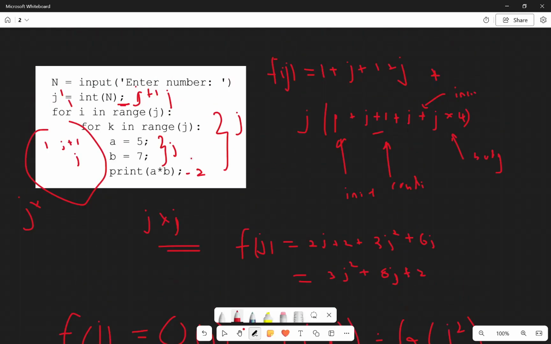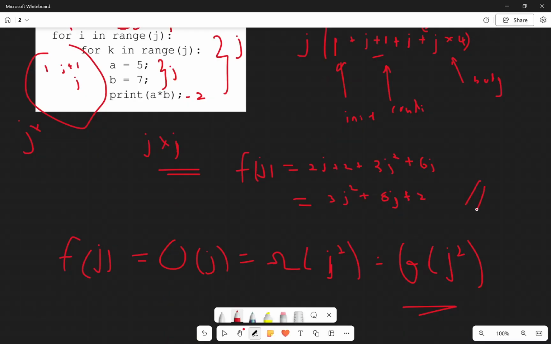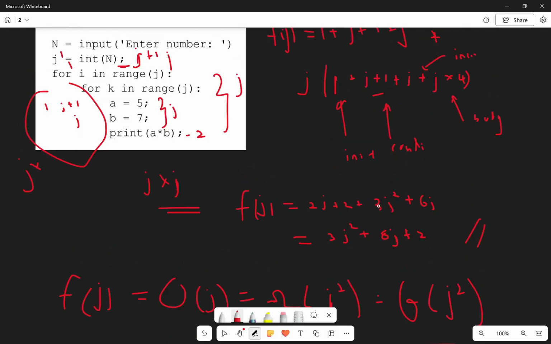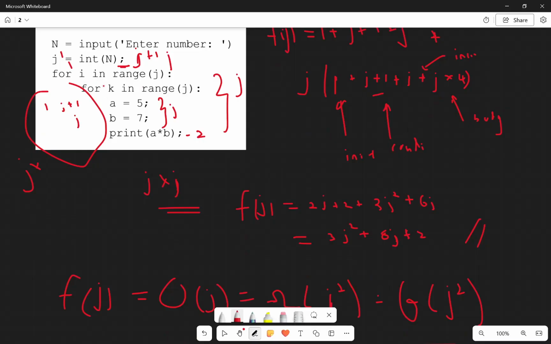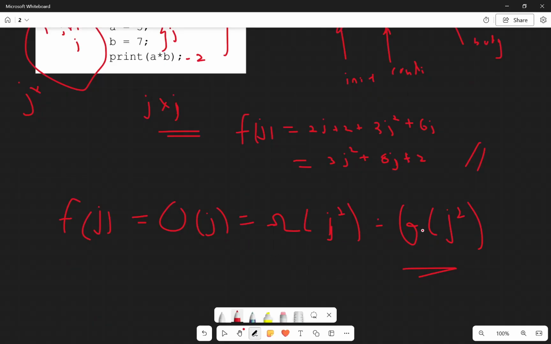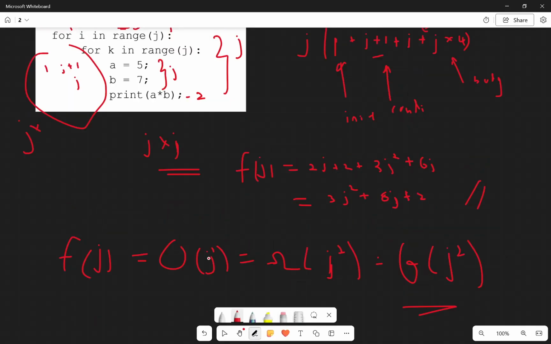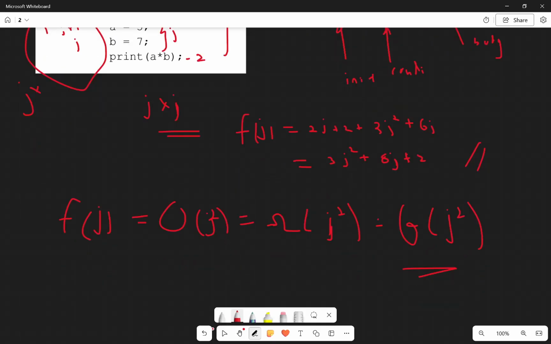So I'm not going to do the counting one by one like I did in the previous example, but you should get an answer similar to this. One misconception when it comes to inner for loops is that if there's a nested loop within a loop like this, people say, oh, it should be big O of j squared. I have got this wrong.